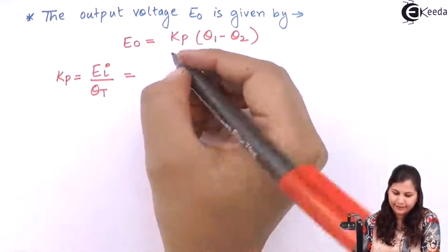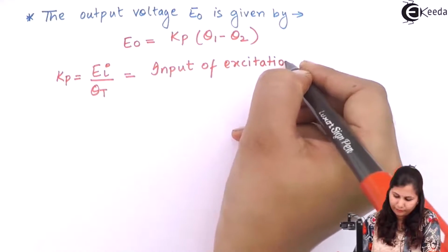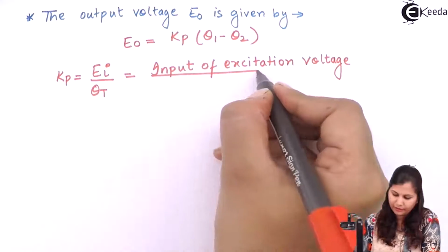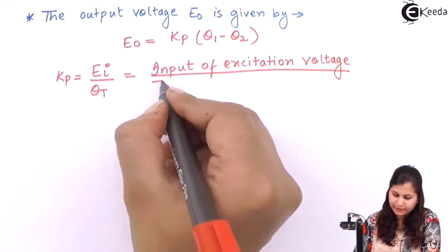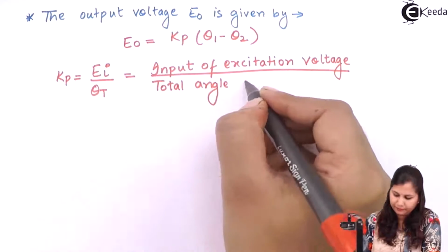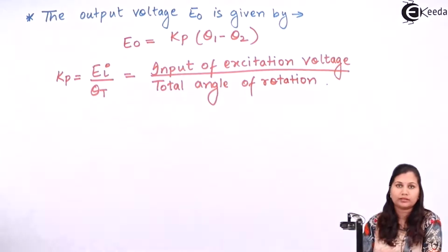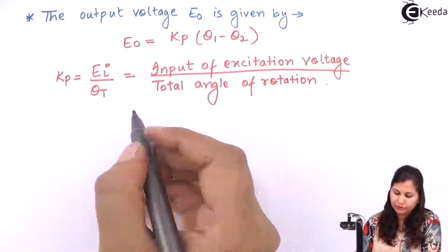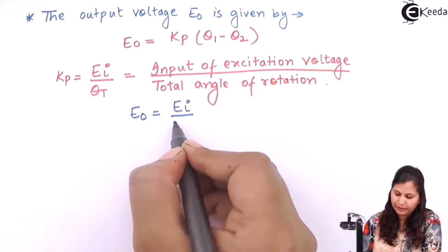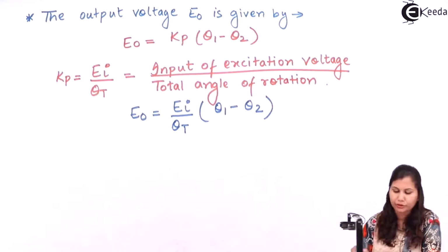So Ei is the input excitation voltage divided by theta t, the total angle of rotation. So the output voltage E naught, if we put the value of Kp here, will be Ei by theta t, times theta 1 minus theta 2.